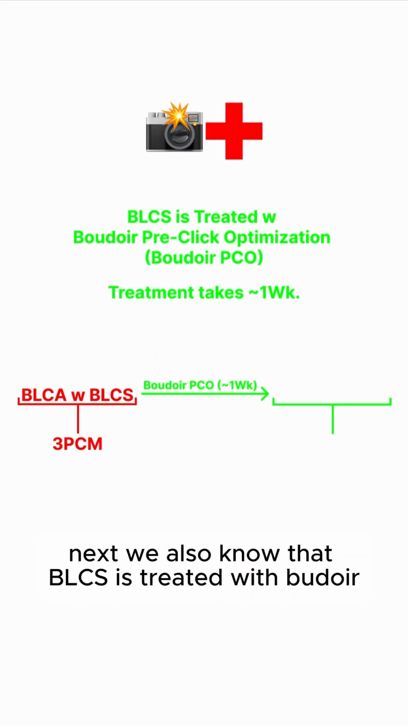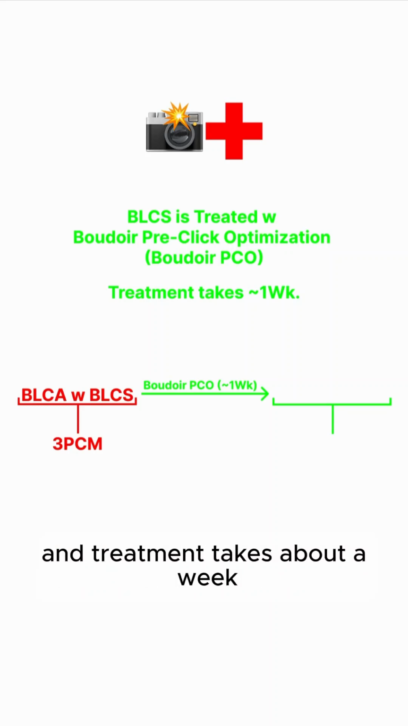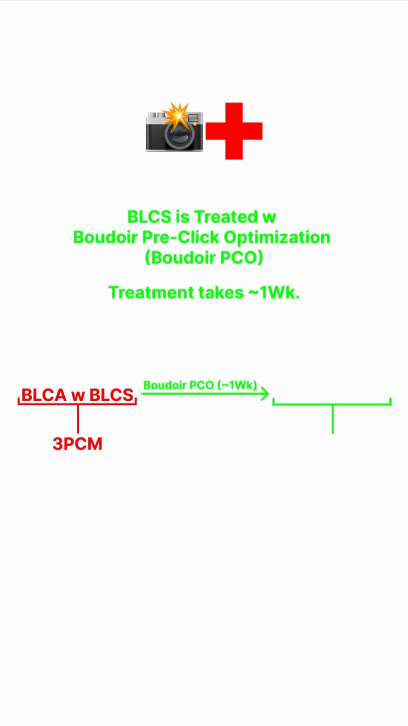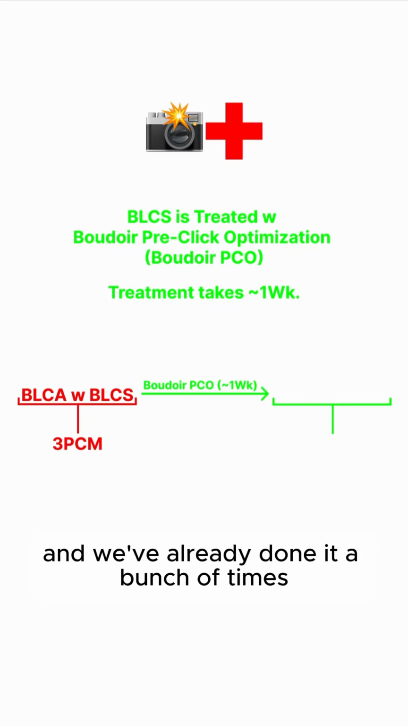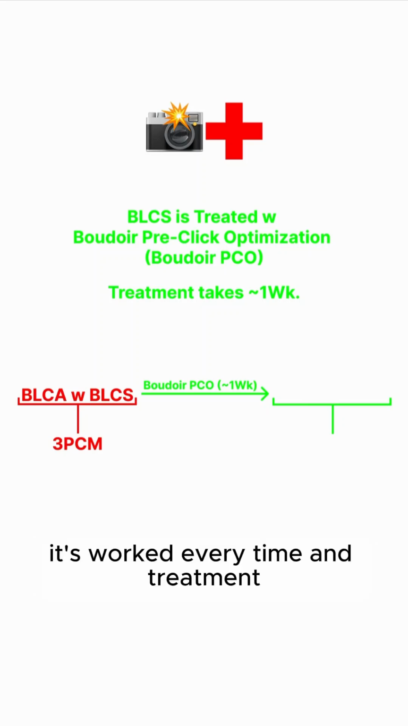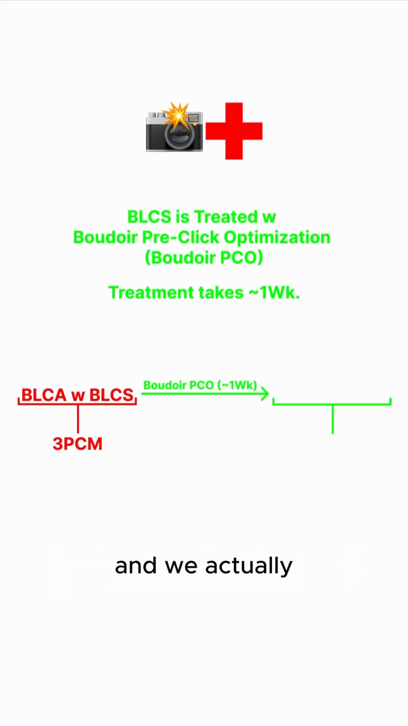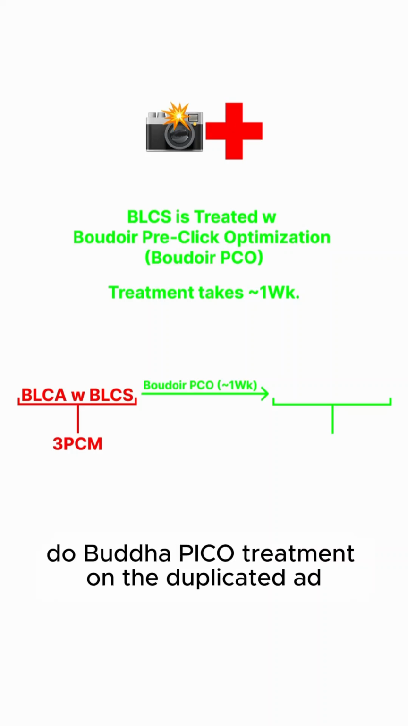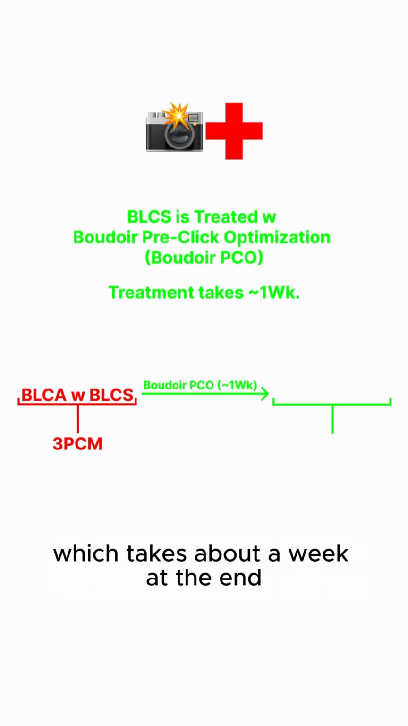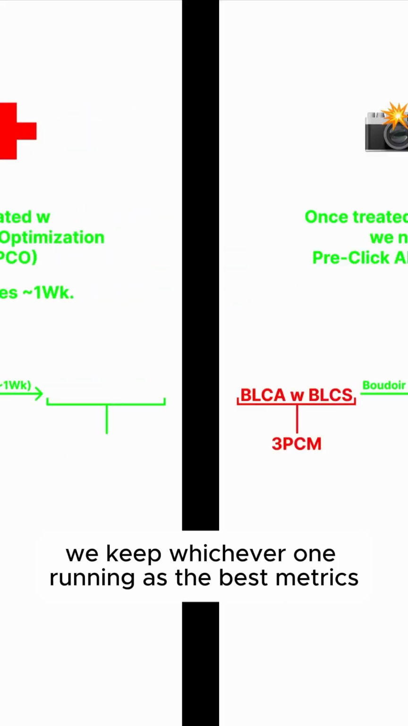Next, we also know that BLCS is treated with Boudoir pre-click optimization, aka Boudoir Pico, and treatment takes about a week. And we know this because we invented it and we've already done it a bunch of times. It's worked every time. And the way treatment works is we duplicate the current Boudoir Facebook ad, and we leave the original and we actually do Boudoir Pico treatment on the duplicated ad, which takes about a week. At the end, we keep whichever one running has the best metrics.